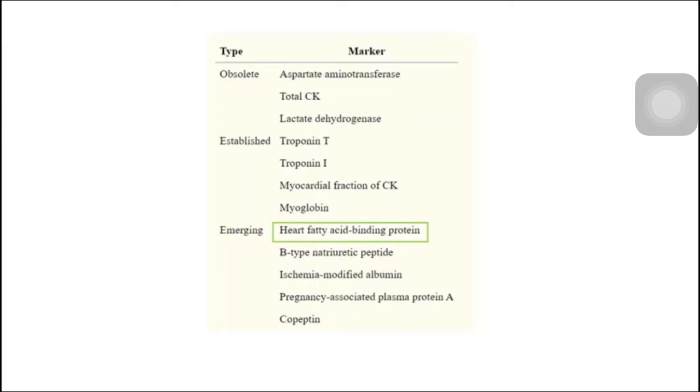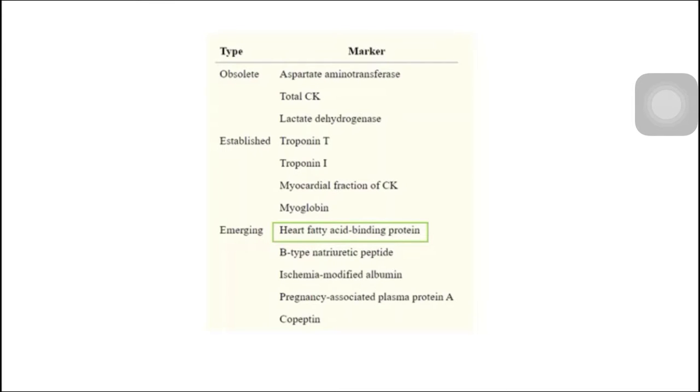So this HFABP po is chiefly present po in the myocardium, and to a lesser extent po sa brain, kidney, and skeletal muscles po. So this is extremely early into the serum po following a myocyte rupture.